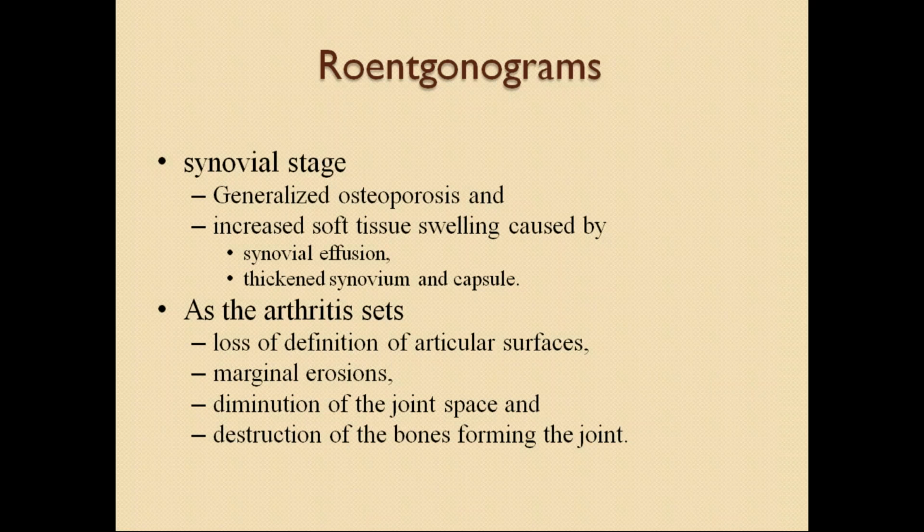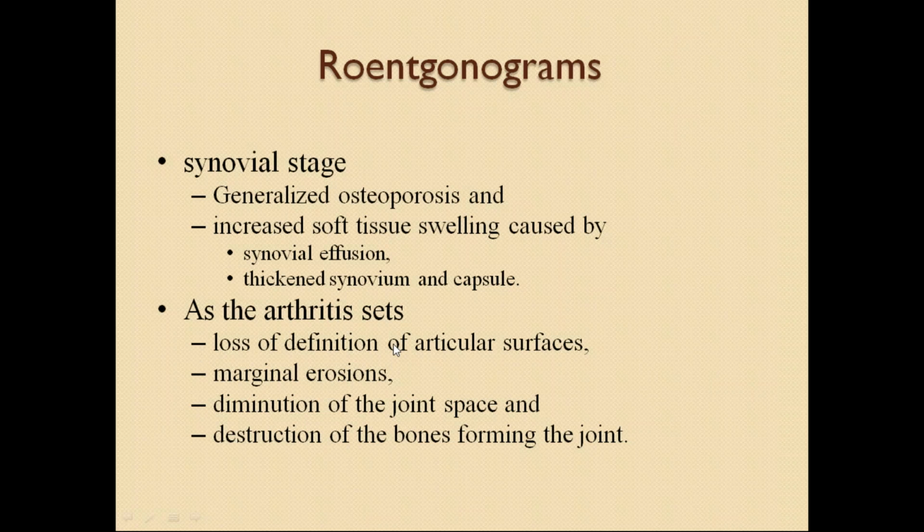Then there is synovial thickening. So we will see increased soft tissue swelling in the X-rays, and the joint space is increased, with increased soft tissue shadows. The increased soft tissue swelling may be due to synovial effusion or a thickened synovium and capsule. We will generally see osteoporosis of the distal femur and proximal tibia.